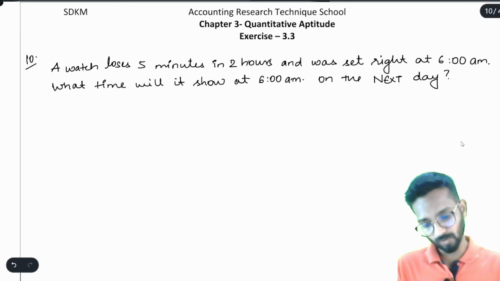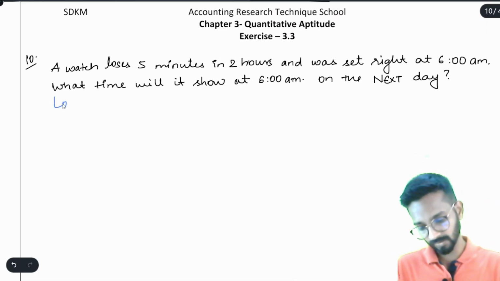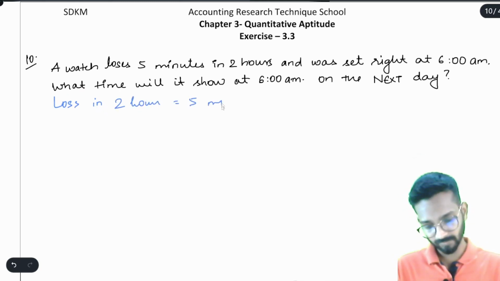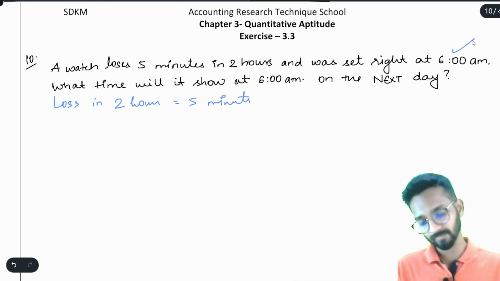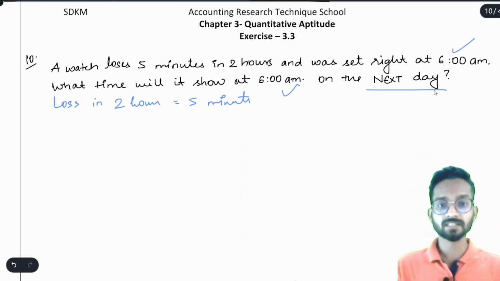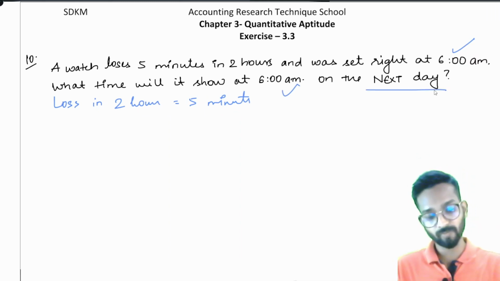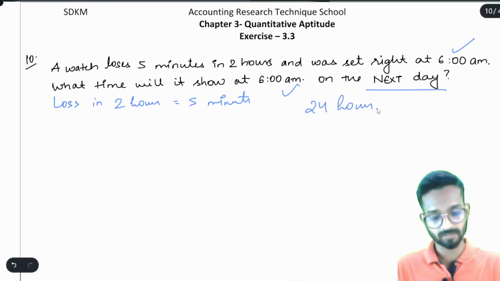question number 10. A watch loses 5 minutes in 2 hours. Again the loss. So, loss in 2 hours is 5 minutes. It was set right at 6 a.m. What time will it show at 6 a.m. on the next day? On the next day 6 a.m. exact. It means how many hours have passed? You will say, sir, 24 hours have passed. 24 or 12 hours?